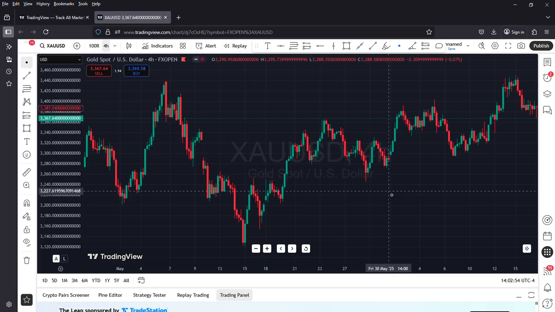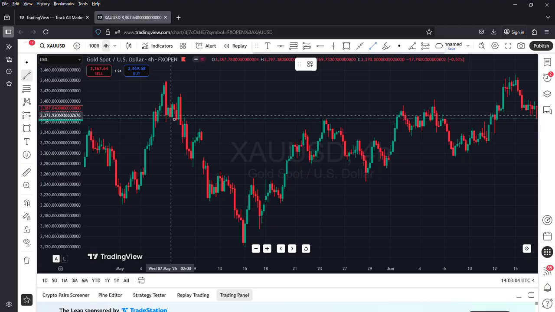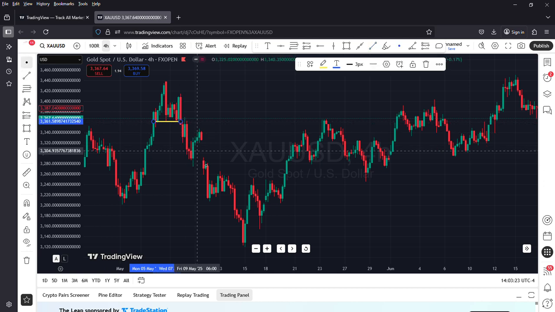So now the current market price, I can see that in the past days the market was on a downtrend. This market was on a downtrend. There is something like a change of character here. Change of character here. And we have something like a break of structure.